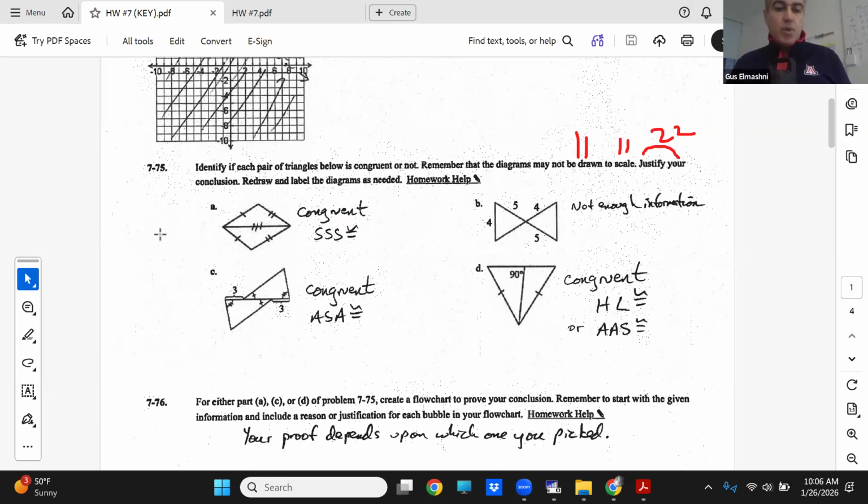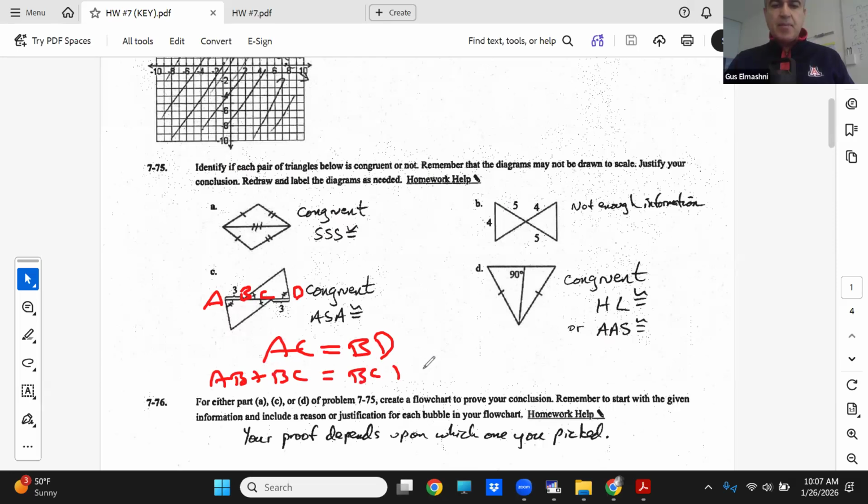For C, that's an ASA situation, mainly because if these outer edges are both 3 and they share this middle, like for example, if I label this as A, B, C, and D, AC has to equal BD. Do you guys see why that's true? Because isn't AC AB plus BC? And isn't BD BC plus CD? Don't they both have BC in common? And aren't AB and CD both 3? Logically, that makes sense: you have a pair of sides that are the same, and the markings show the angles are the same. So you have an ASA situation.